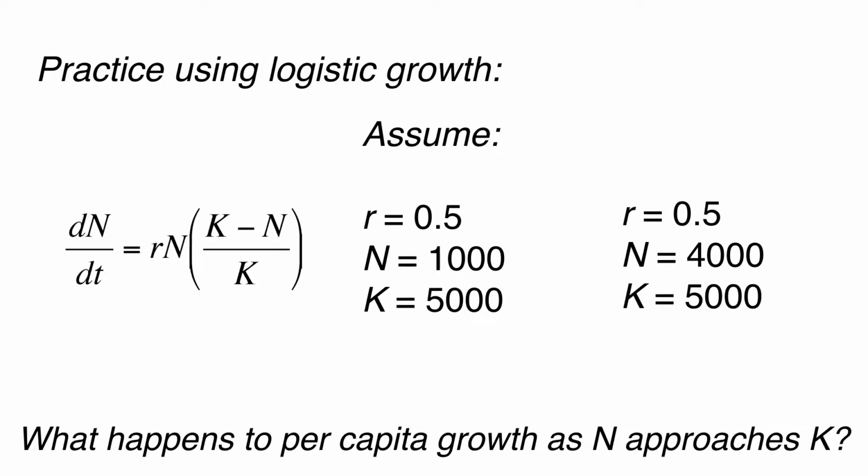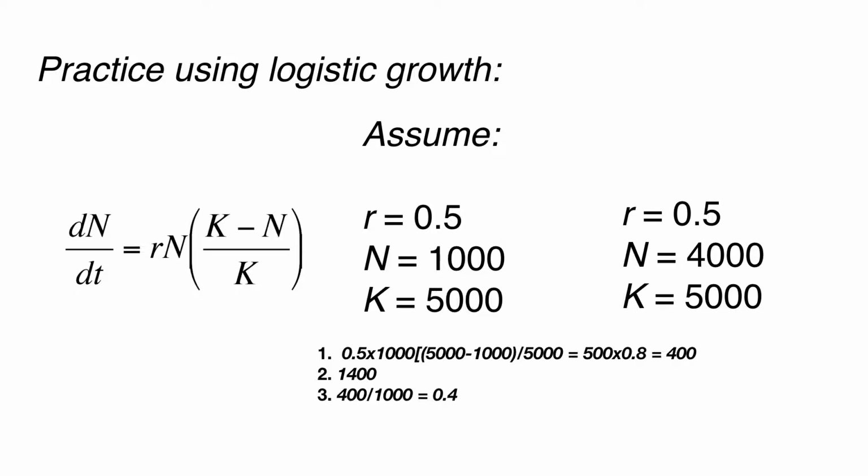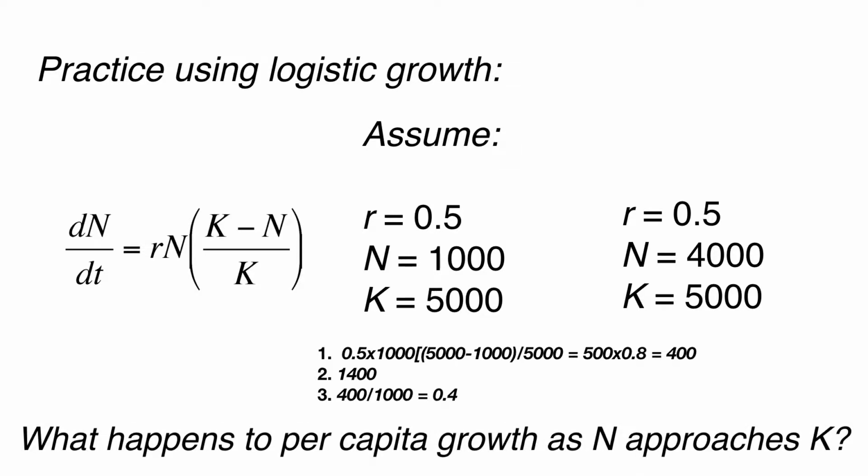Okay, I'm moving on now. So I've just given you the calculations for the first one of these, but I want you to do both of them, talk about them together as a class, and see what happens. So for this first one, if you plug all these numbers in, you would add 400 to the population.